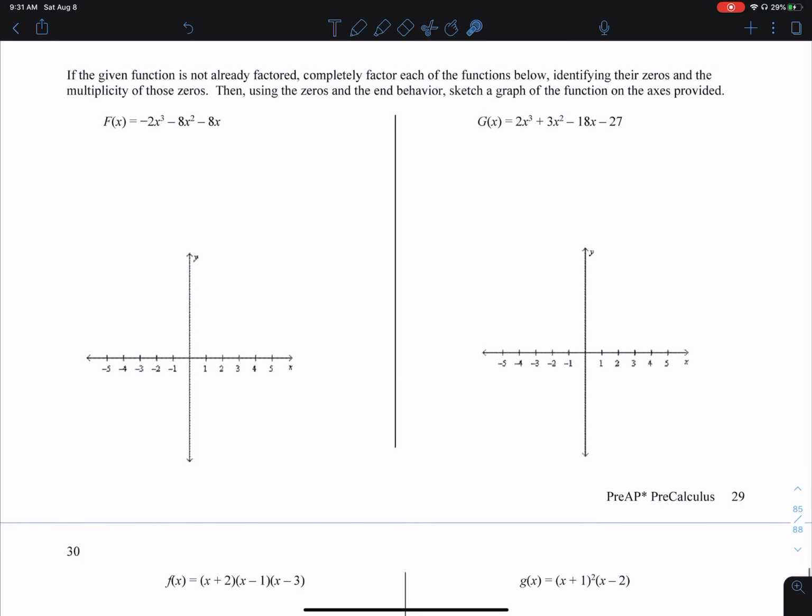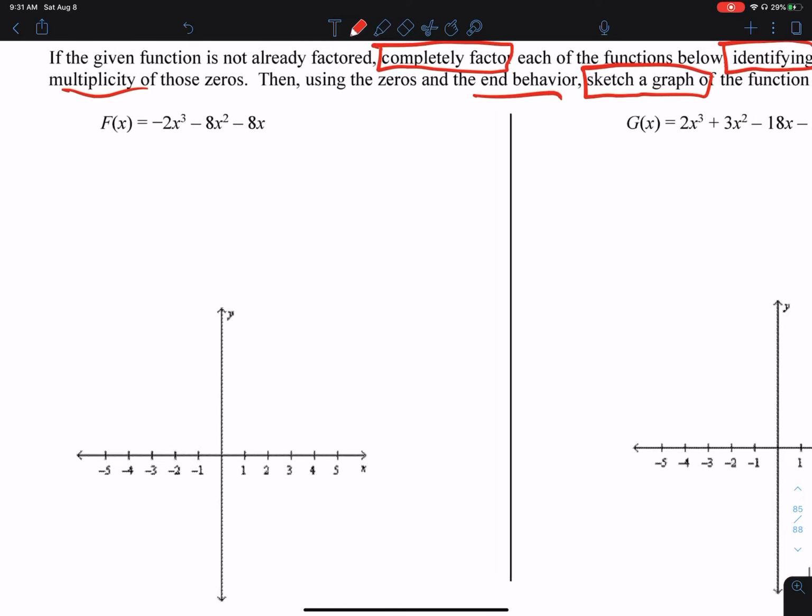If the given function is not already factored, completely factor each of the functions below. So this is going to need to be factored. Completely factor. Then identify the zeros and the multiplicities. So there's two things to do there, three things total. Then using the zeros and the end behavior, sketch a graph of the function. So you also have to figure out what the end behavior is. So let's see if we can factor this little fella.